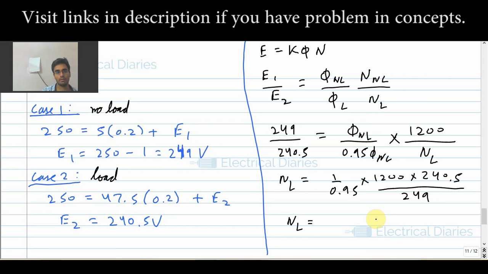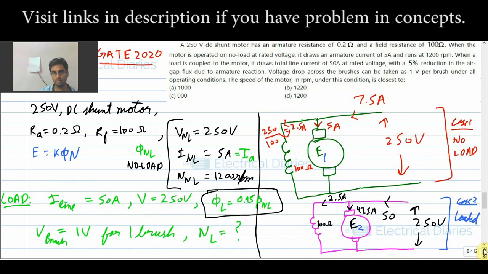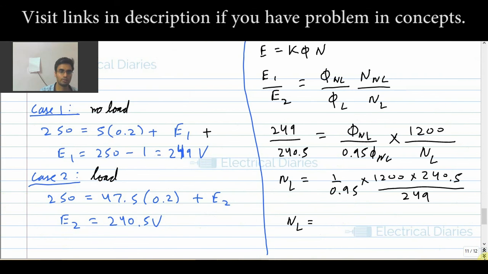Okay, I made a big blunder here. There will be the brush voltage drop also, since this is our DC shunt motor. There is also given 1 volt brush voltage drop. We assume that there are at least 2 brushes, so that is our assumption. So here we also have to add these brush drops.